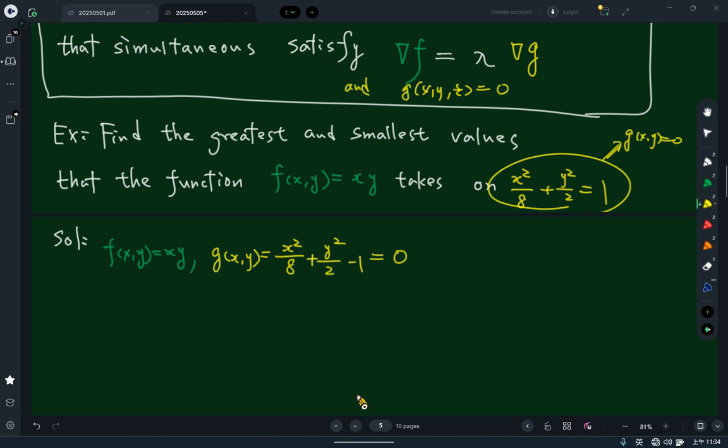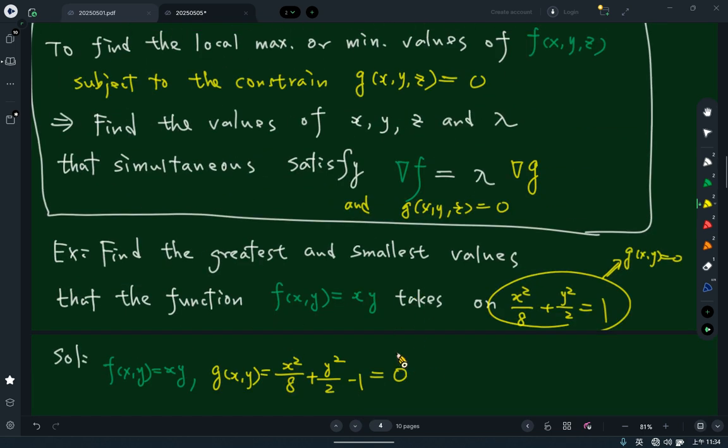So please make a comparison here. This is the target function, f of x, y. Here, f of x, y is xy, subject to the constraint g of x, y, z is equal to 0. So we have a constraint function, this one. So right now we already have f, we already have g, right?